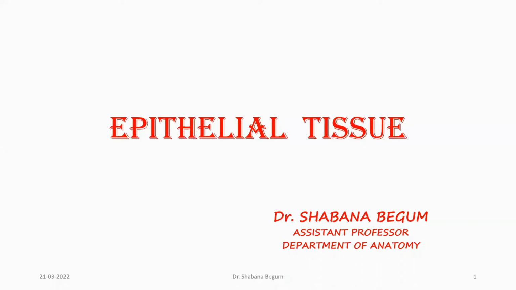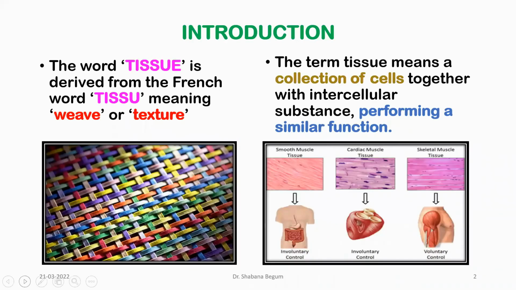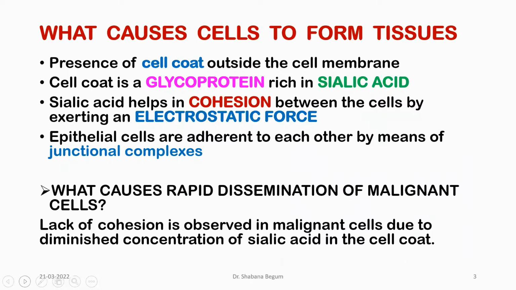Today we are going to learn about the epithelial tissue. The word tissue is derived from the French word tissue, meaning weave or texture. The term tissue means a group of cells together with the intercellular substance performing a common function. Now, what causes cells to form tissues?